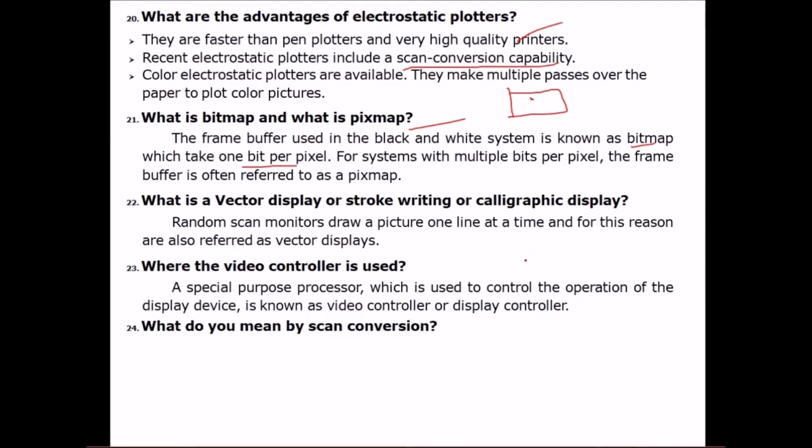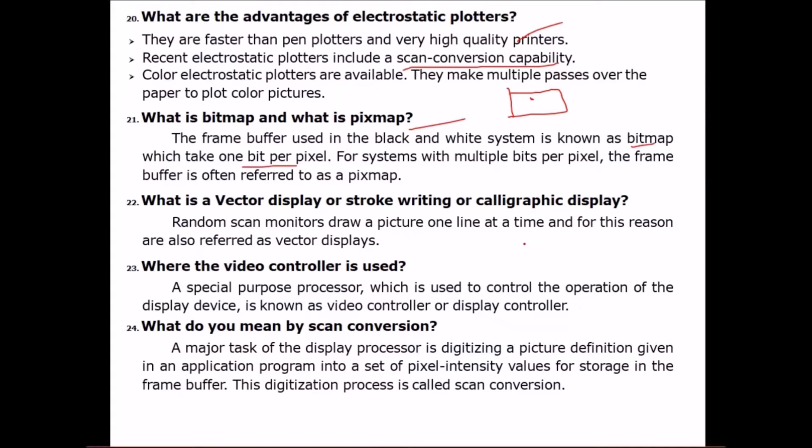What do you mean by scan conversion? The major task of a display processor is digitizing the picture element definition given in an application program into a set of pixel intensity values for storage in the frame buffer. So this digitization process is called scan conversion. Again, the display processor takes the picture definition from the application program and transfers it into pixel intensity values, which go to the frame buffer. This digitization process is called scan conversion.